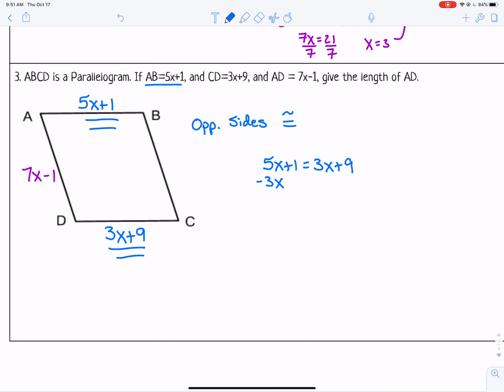All right, let's subtract 3x from both sides. We get 2x plus 1 equals 9. Let's subtract 1, so we get 2x equals 8, and divide by 2, so we get x equals 4.